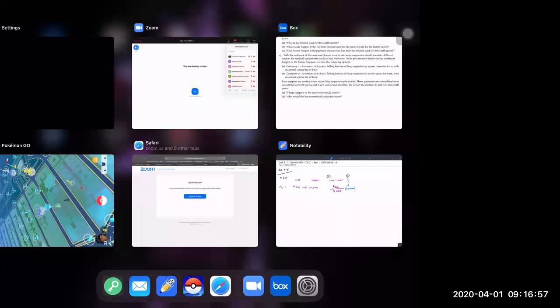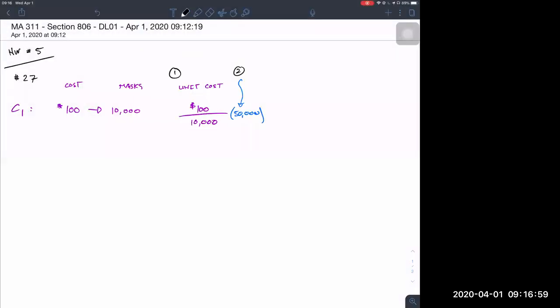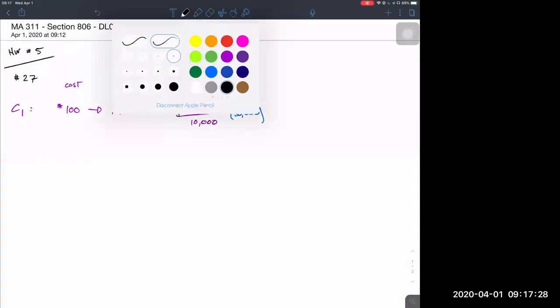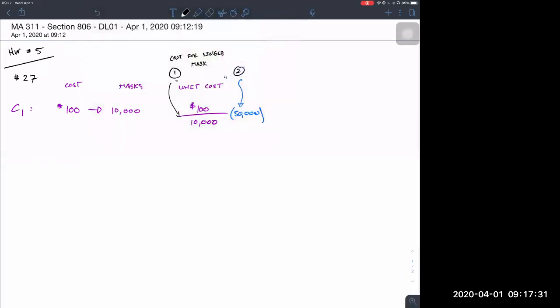In other words, when you do this fraction for the first pitfall, number one, this is the cost for a single mask. Just to really hit that nail on the head, in case you don't understand what I mean by unit cost. And again, 50,000 is however many the problem provides you. So that's the first 1.5 pitfall right there. I know I labeled it 2, but that's that.